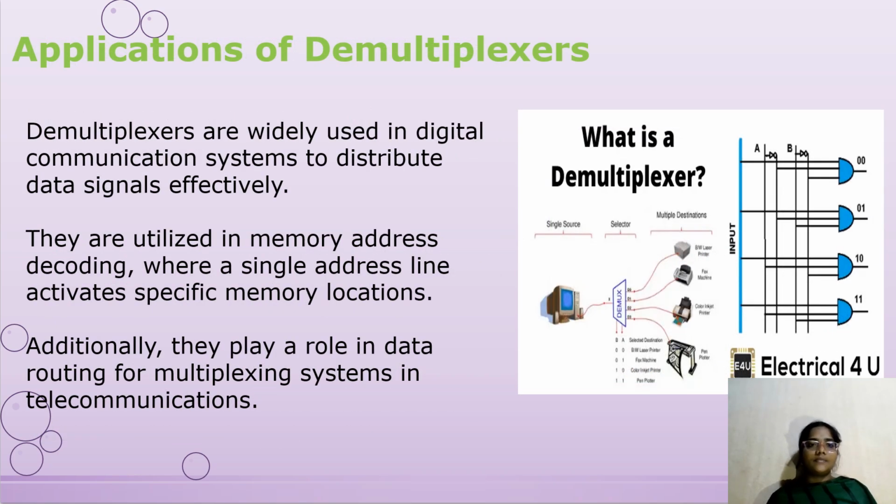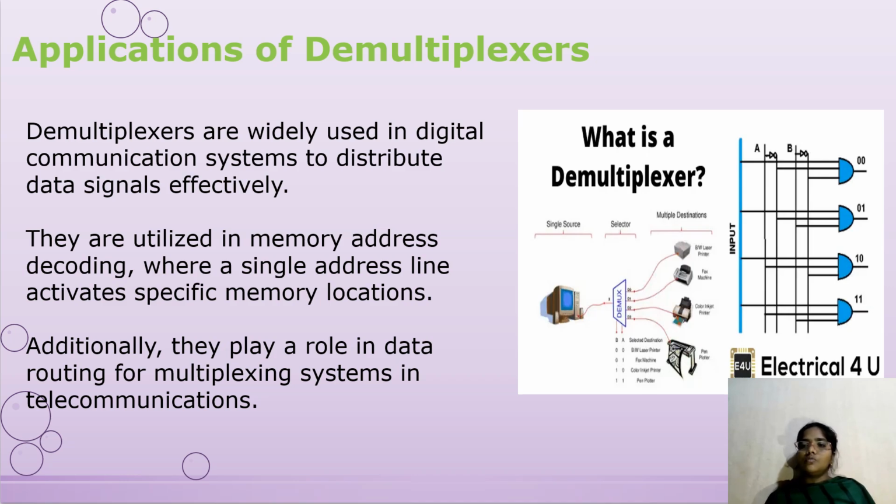Here are the applications of demultiplexers. Demultiplexers are widely used in digital communication systems to distribute data signals effectively. They are utilized in memory address decoding, where a single address line activates specific memory locations. Additionally, they play a role in data routing for multiplexing systems in telecommunications. Here is the diagram of how a demultiplexer works.